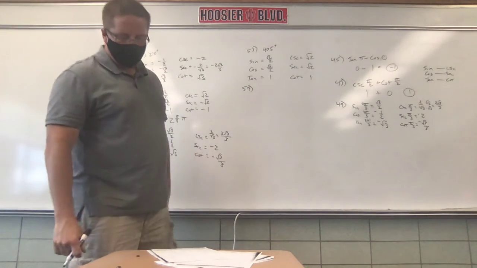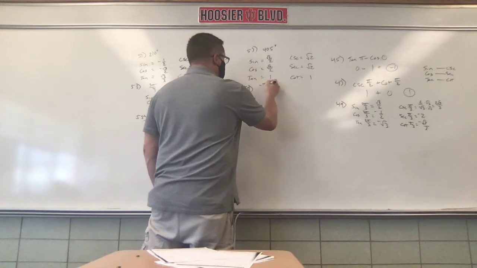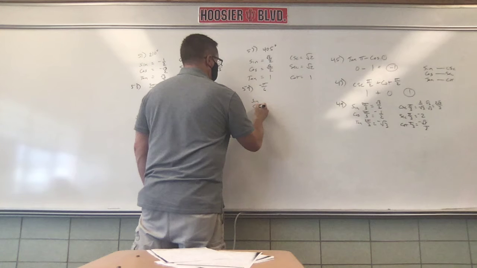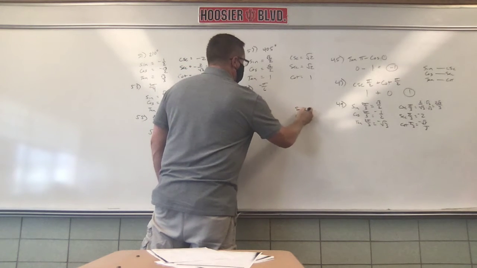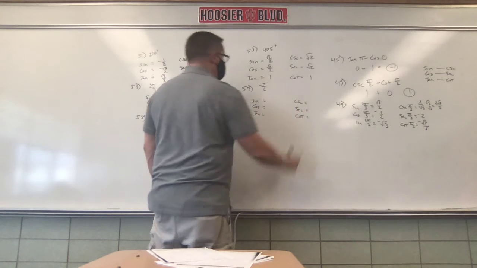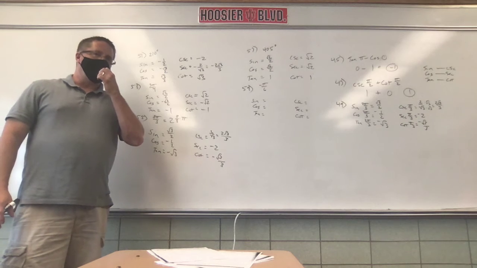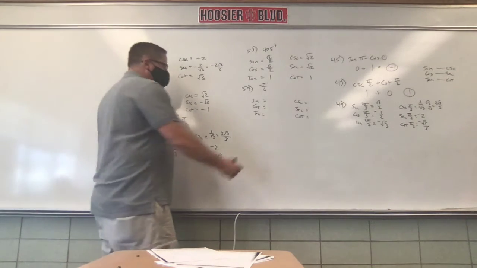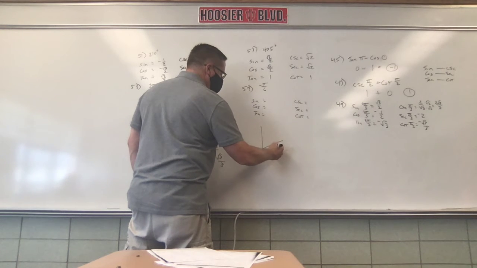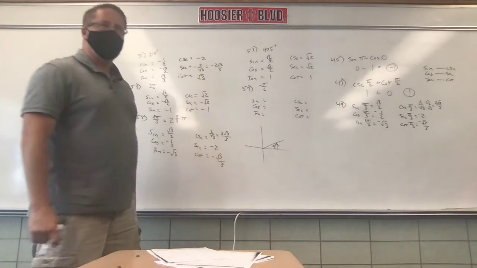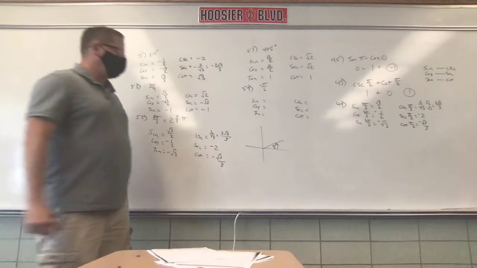Last one, and then I want to talk about one other thing, and then we'll stop. Negative pi over 6. Sine, cosine, tangent, cotangent, secant, and cosecant. You don't have negative pi over 6 written anywhere on the unit circle, okay? But you do have pi over 6. Pi over 6 is right here. There's pi over 6. So describe negative pi over 6. Where would that be? Same distance, other way.